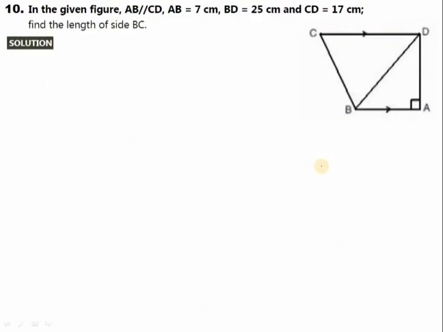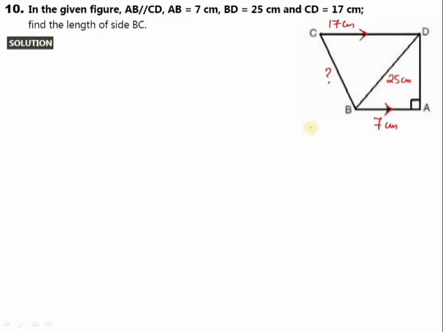Let's move to this particular question. In the given figure, AB is parallel to CD. Here these arrows represent that these two sides are parallel. AB is given to be 7 centimeter. BD is given to be 25 centimeter. And CD is given to be 17 centimeter. Now you are expected to find the length of the side BC.